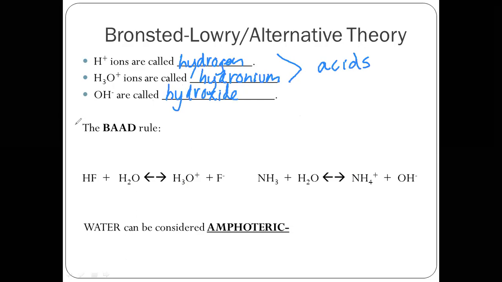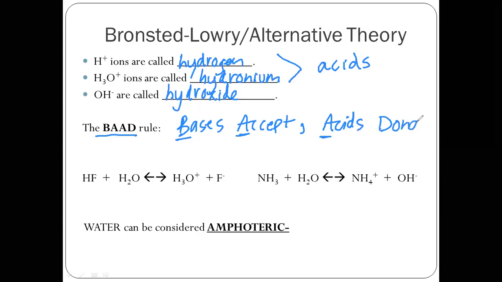Okay, so this is kind of the chunk of what I want you to know today. The BAD rule. BAD rule stands for bases accept, acids donate. So we're talking about bases accepting H plus and acids donating H plus.